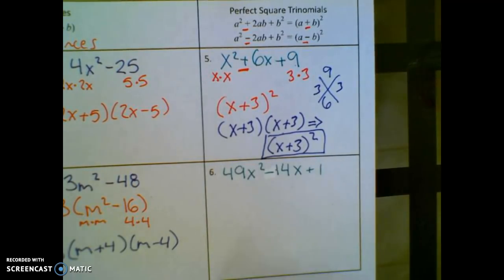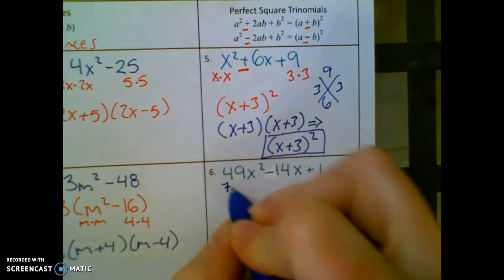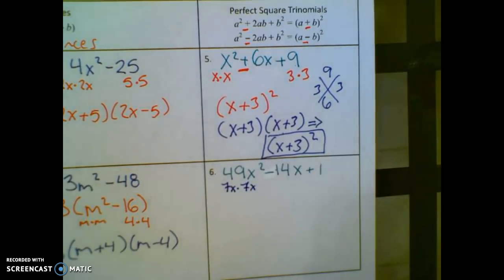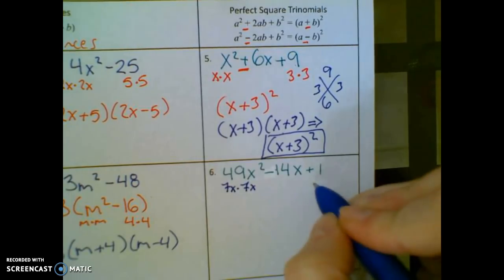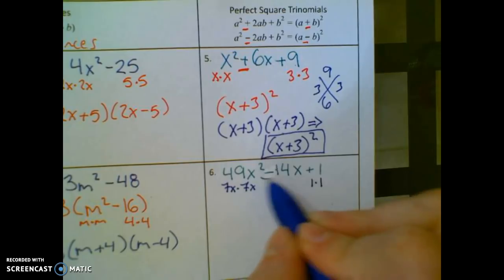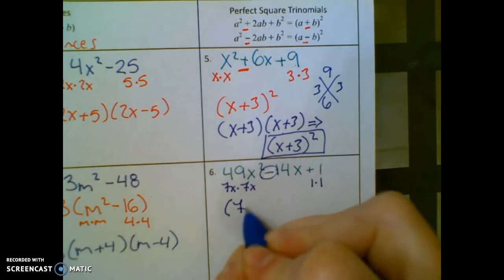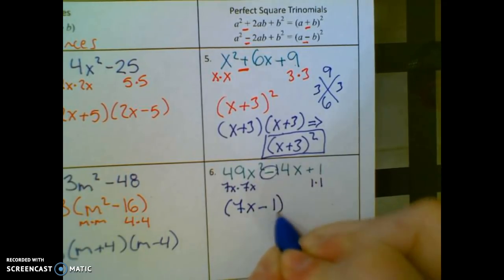Okay, so going down here, is my first term a perfect square? Yes, that's 7x times 7x. Is my last term a perfect square? Yes, it's 1 times 1. What's my sign going to be? Well, there's a negative here, so I'm going to have a negative inside. So it's going to be (7x minus 1) squared.